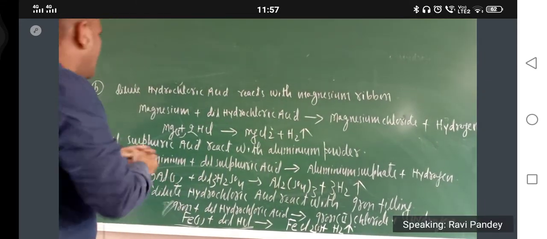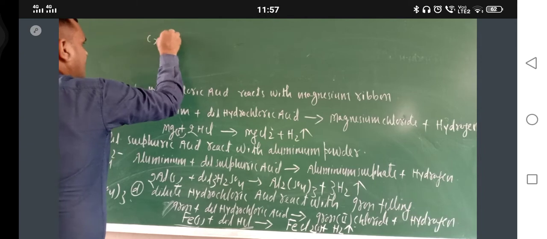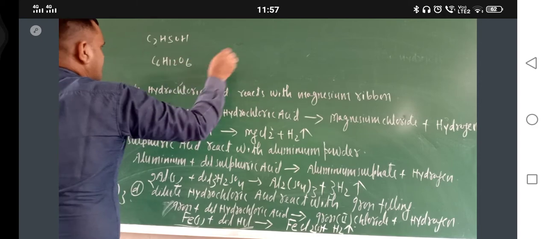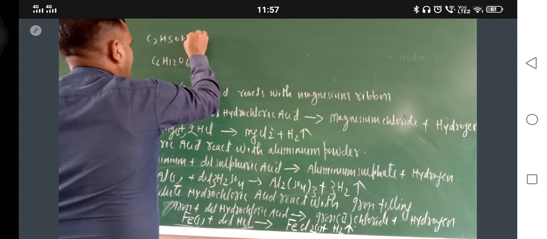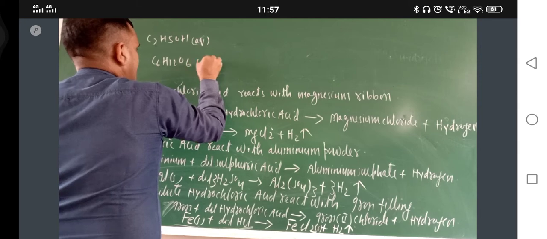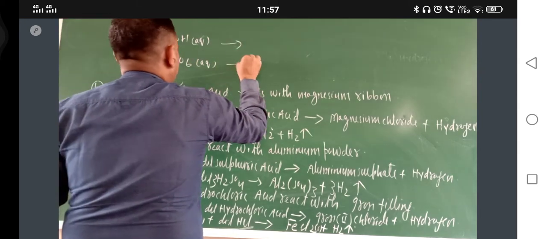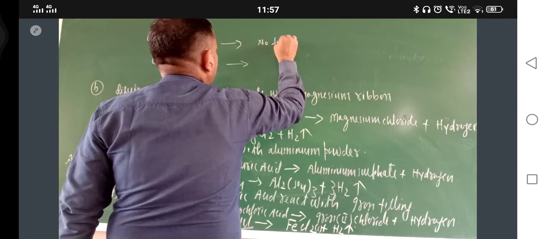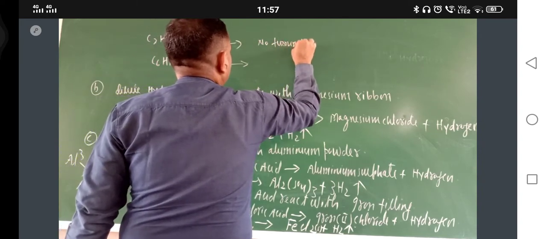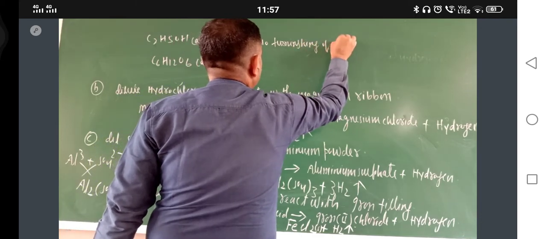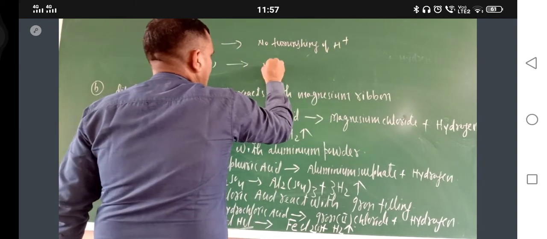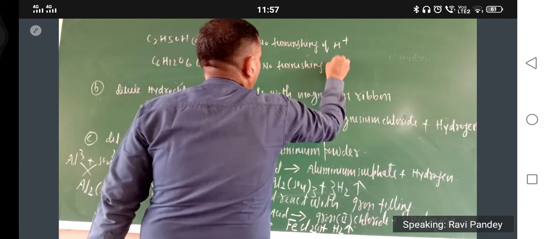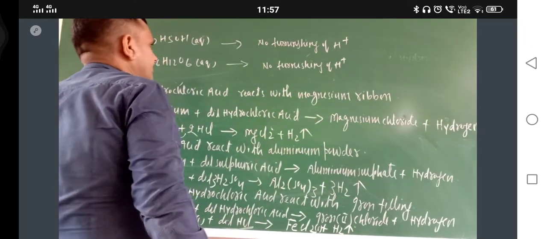See, now this is alcohol, C2H5OH. This is glucose, C6H12O6. Write down here aqueous, here also aqueous. Now no furnishing of H positive here, and here also no furnishing of H positive.